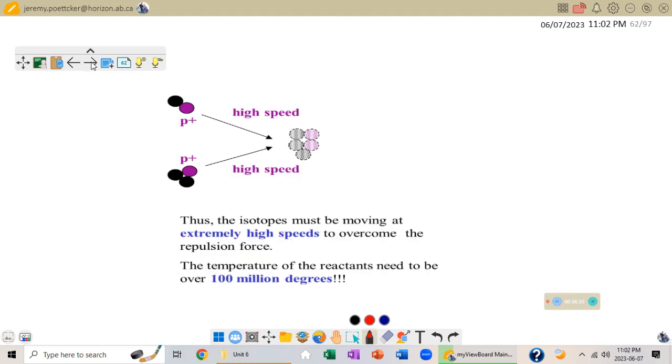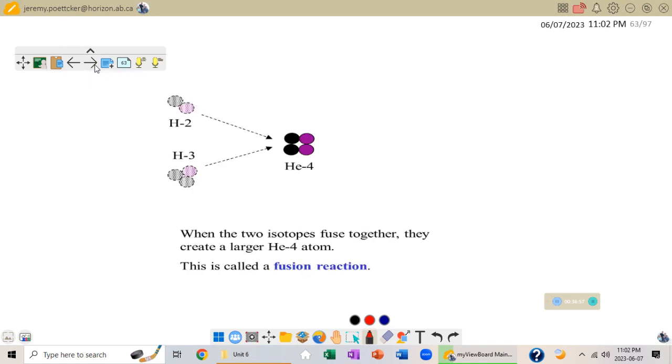So we have to have them moving at high speeds to overcome that. To make particles move at high speeds, usually we use temperature. The temperature of the reactants needs to be over about 100 million degrees. So you don't have any danger that your oven at home is going to start a fusion reaction or a fission reaction just accidentally. It's just not hot enough.